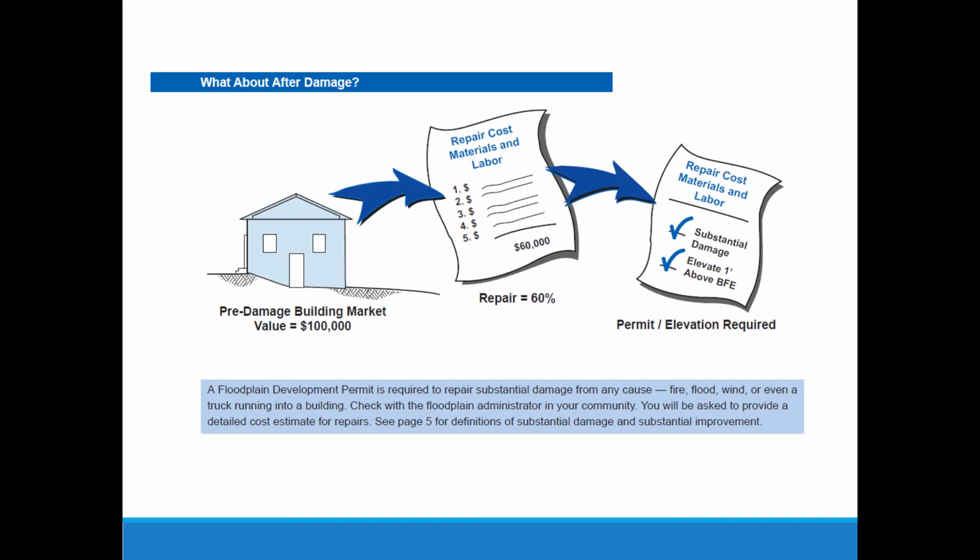And so the same thing here, this is just the same thing that I was talking about with improvement, but now it's repair costs and materials and labor. So it's 60%, and so they have to bring it into compliance. It's substantial damage, and then make sure that the lowest floor is elevated at least 1 foot above. And I will reiterate, it's damage from any cause, not just flooding.